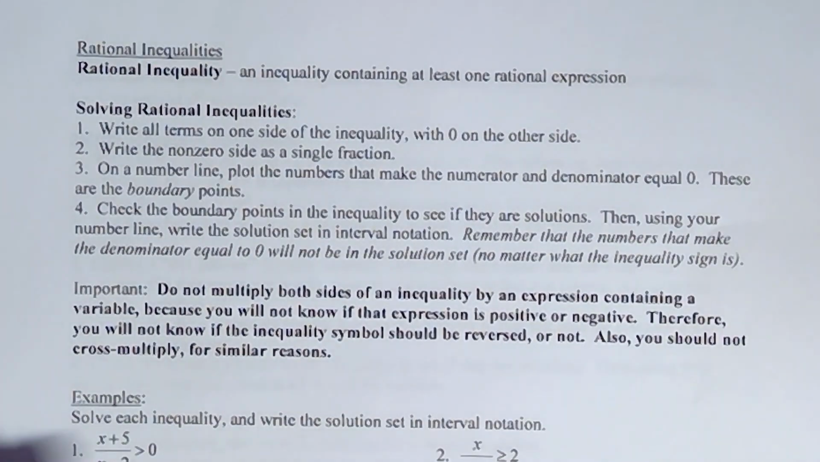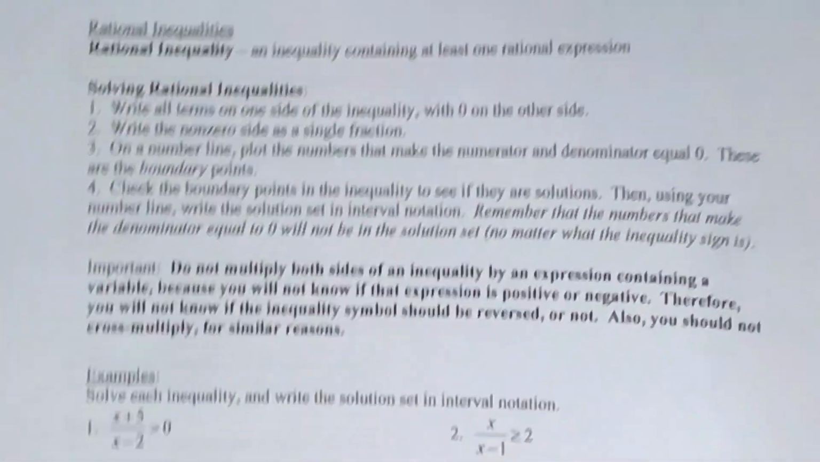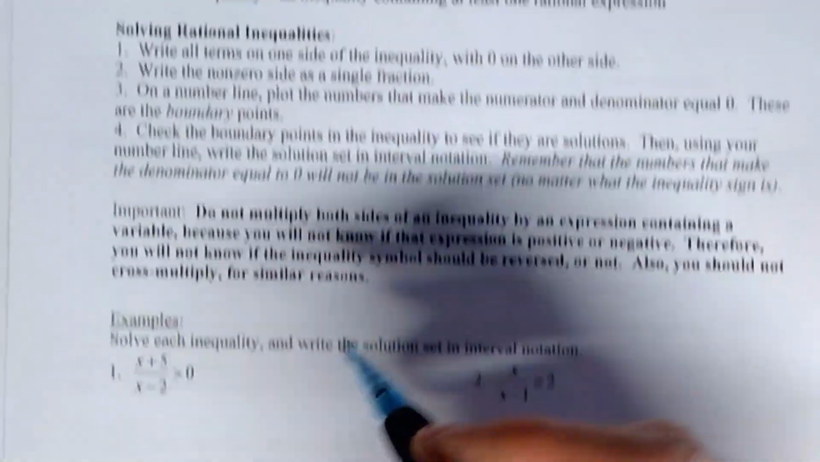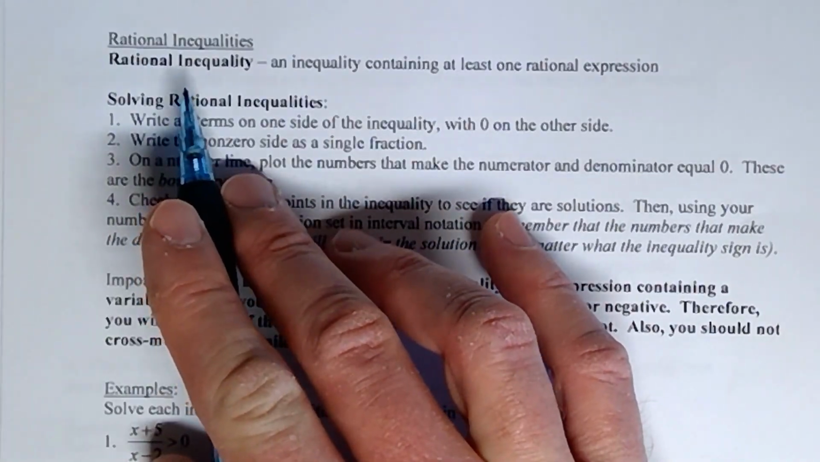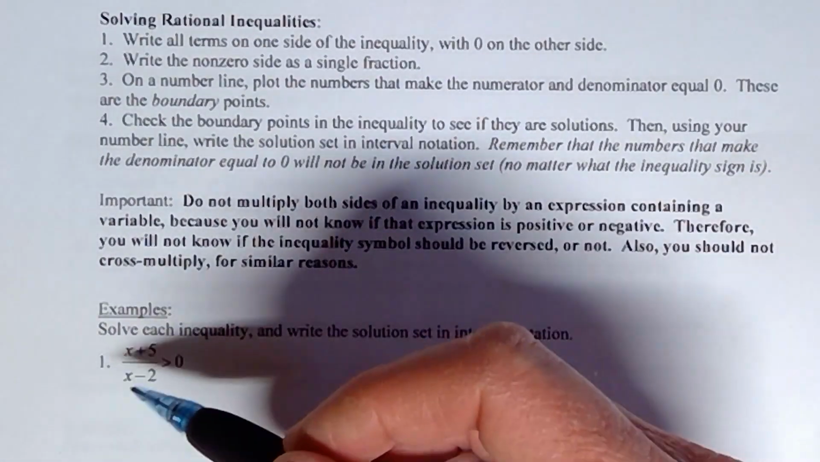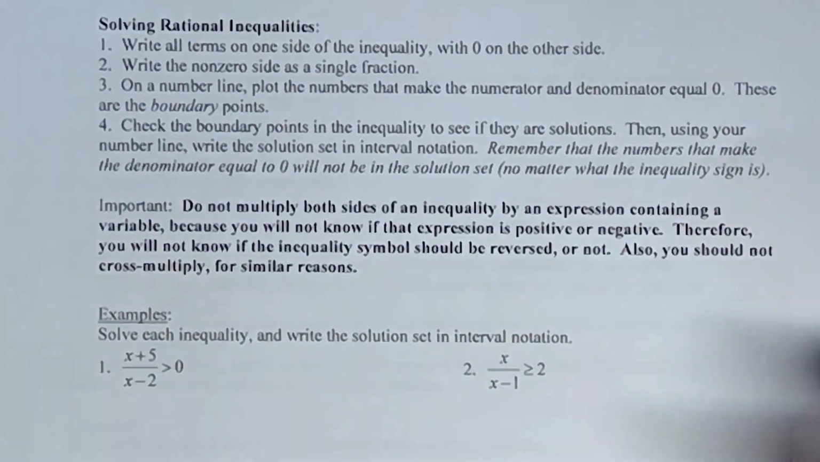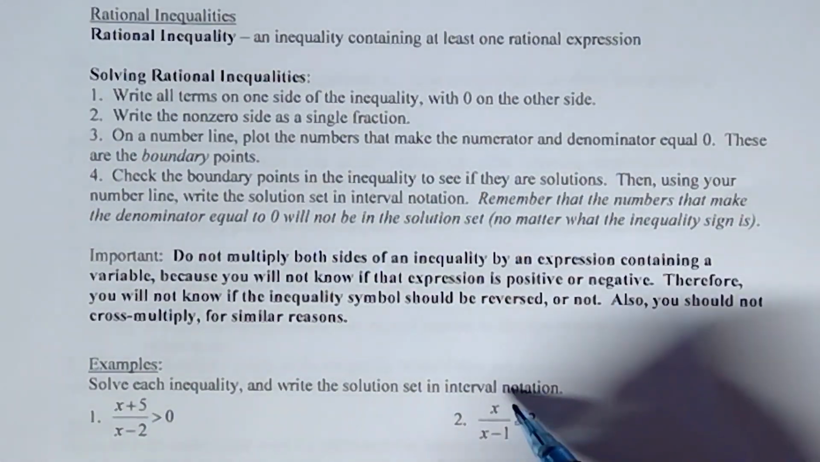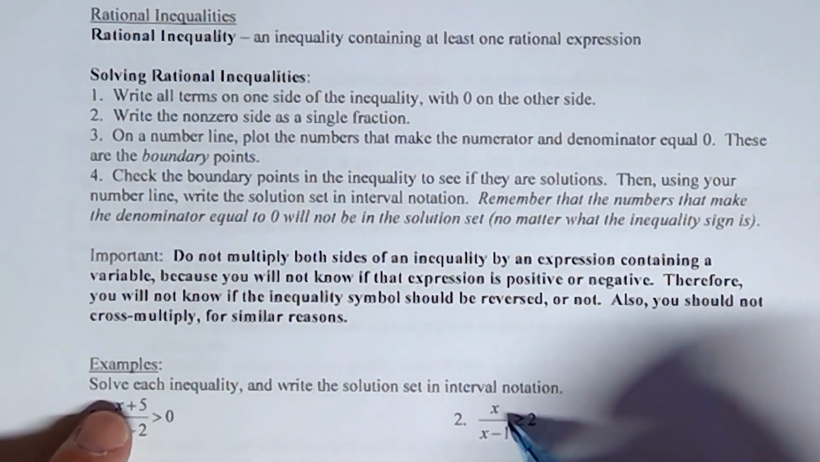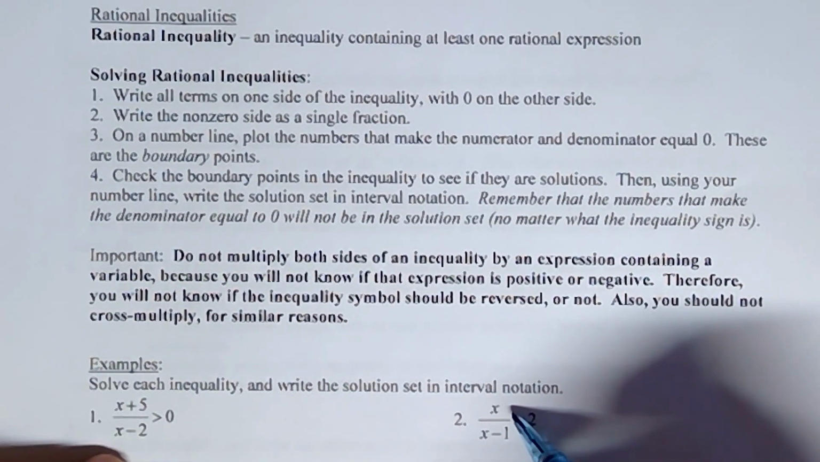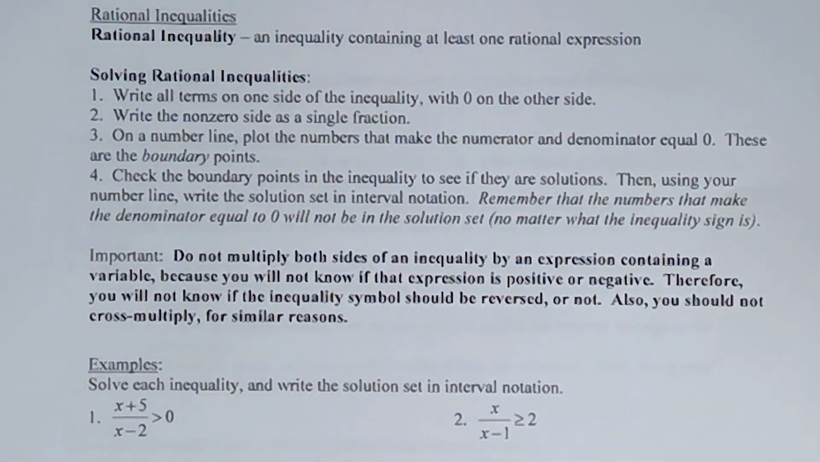Rational inequalities is just the same thing as saying that it's a fraction inequality. The word rational, in this particular case anyway, is referring to when you have a fraction with the polynomial on the top and the bottom. So notice that we have that in both of these problems right here, 1 and 2. A fraction with the polynomial on the top and bottom of the fraction.